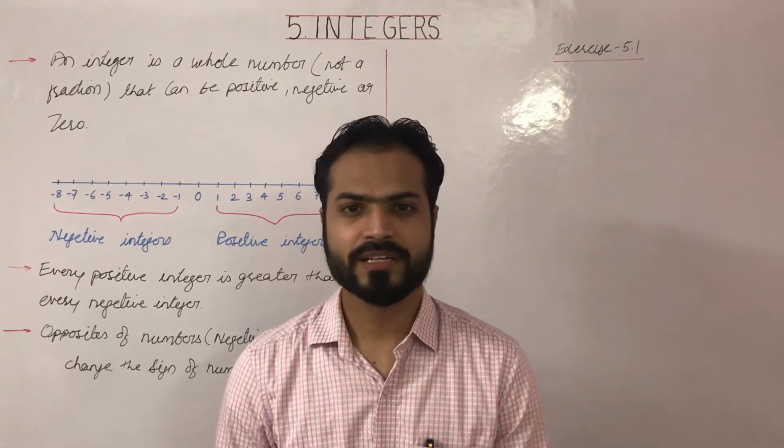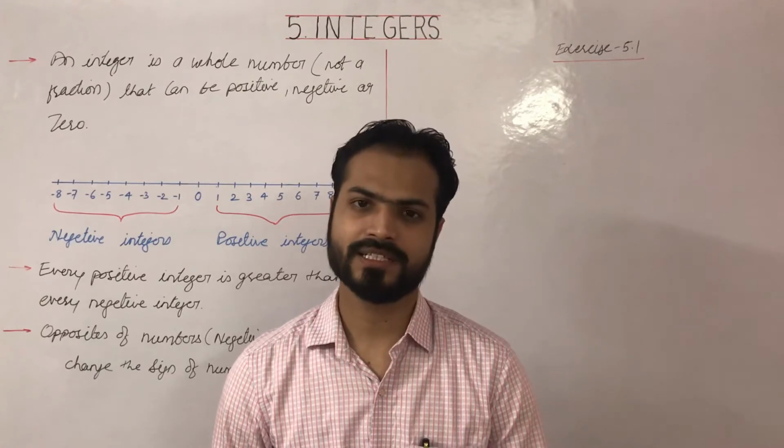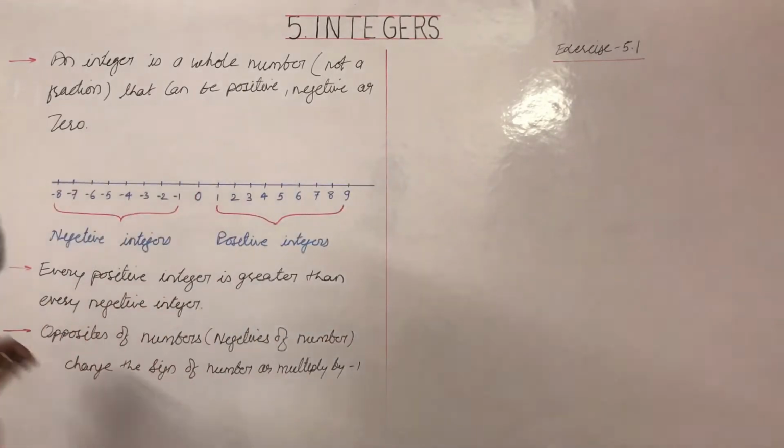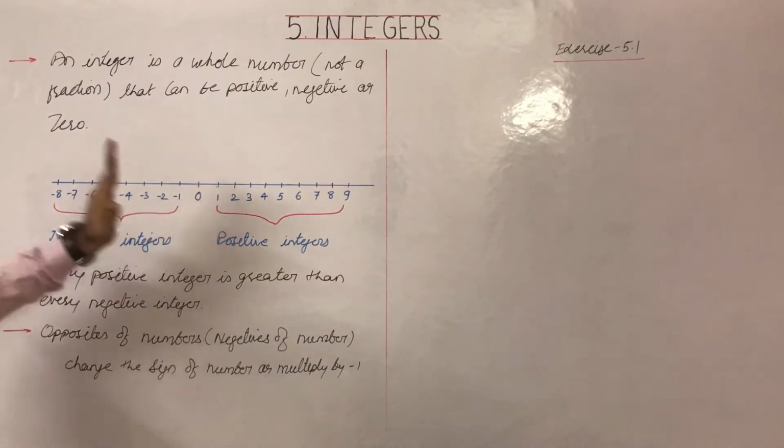Hello everyone. In today's class we are going to start new chapter number 5, integers. Let's see what an integer is. An integer is a whole number, not a fraction, that can be positive, negative or zero. In other words, an integer is a collection of all negative and positive numbers with zero.